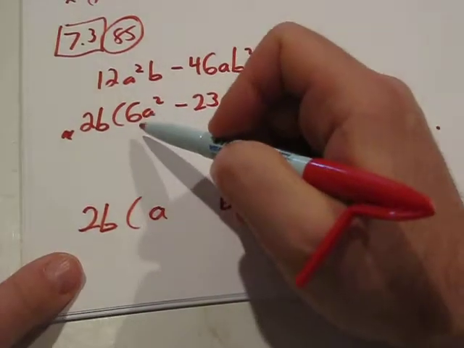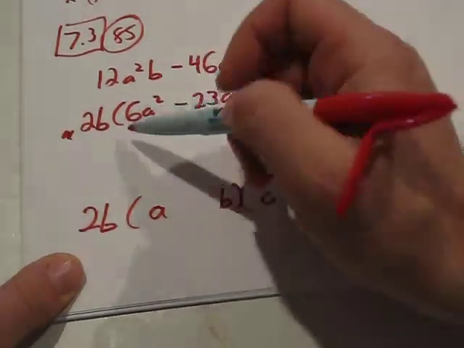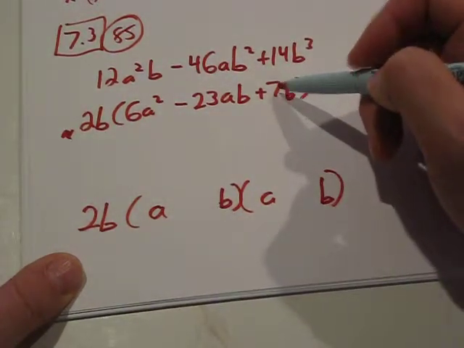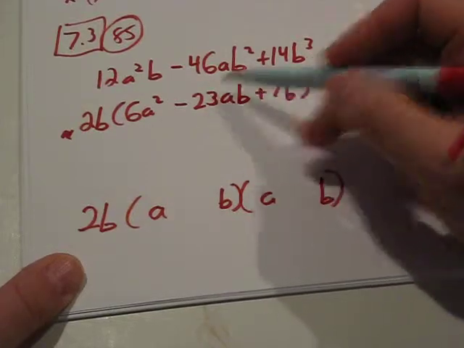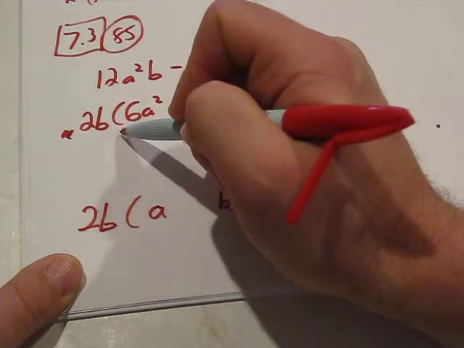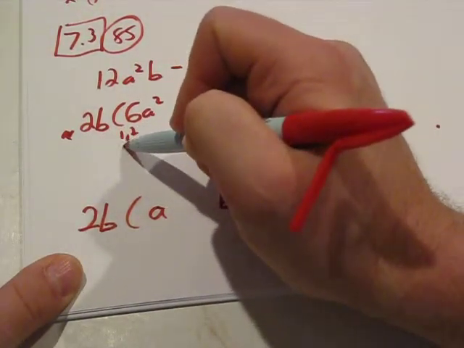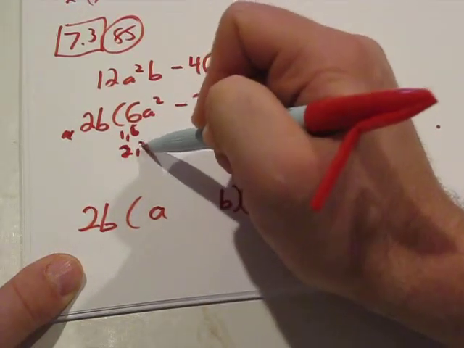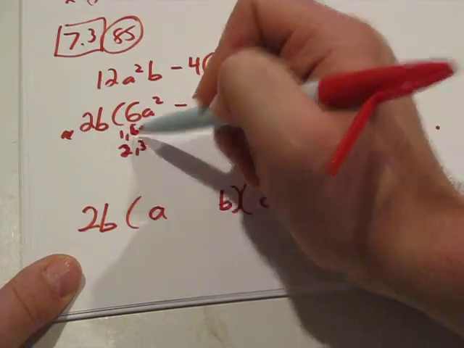Now, here's why this is a trickier factoring problem: this number is not a 1. So I can't just look for two numbers to multiply to make 7 and add to make negative 23. Besides, there are none. So what I have to do is now look at combinations. 1 and 6, my fault, and then 2 and 3. These are factors that multiply to make 6.